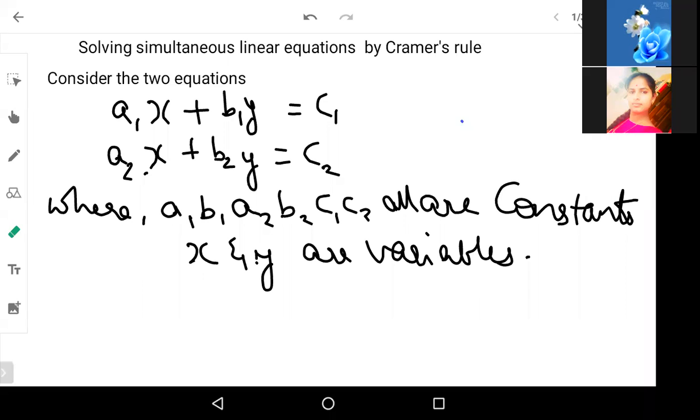Okay. Now, coming to the next concept, that is nothing but Cramer's rule. Very, very, very important under matrices.